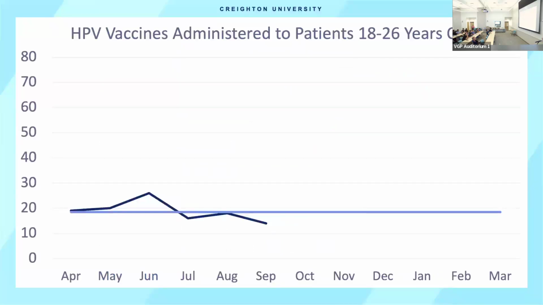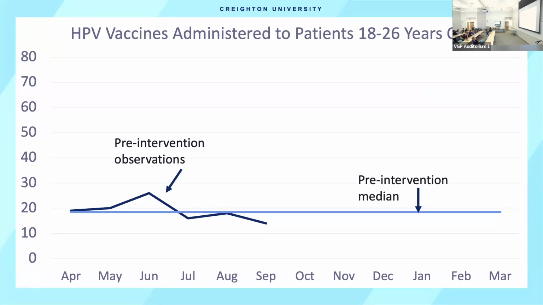And this is how you do a run chart. You have your pre-intervention observations, and you calculate a median from the pre-intervention observations, and you extend it out through the expected duration of the project.